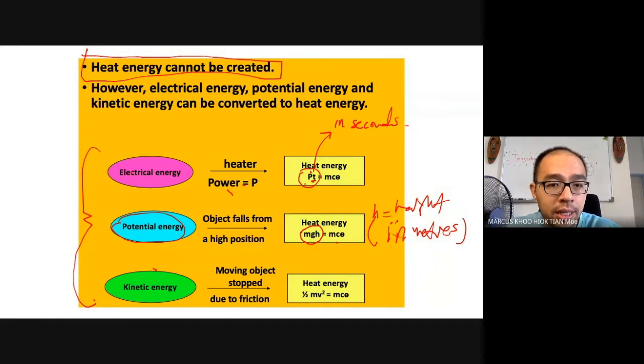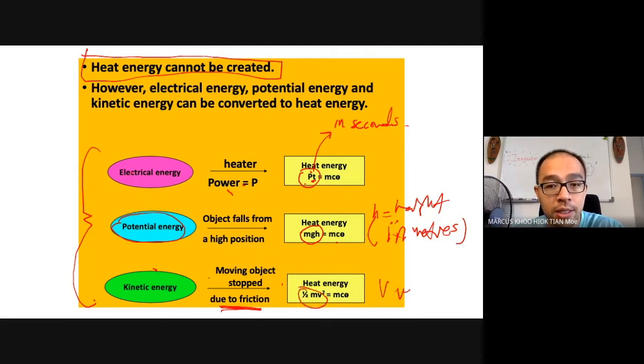Kinetic energy, when it's converted to heat energy, is usually a moving object that is being stopped due to friction. Because when something moves on the ground, there's always going to be friction, and the friction there causes heat energy. So that kinetic energy is converted to heat energy, and since the conversion we assume is 100%, we say that kinetic energy is half mv squared.